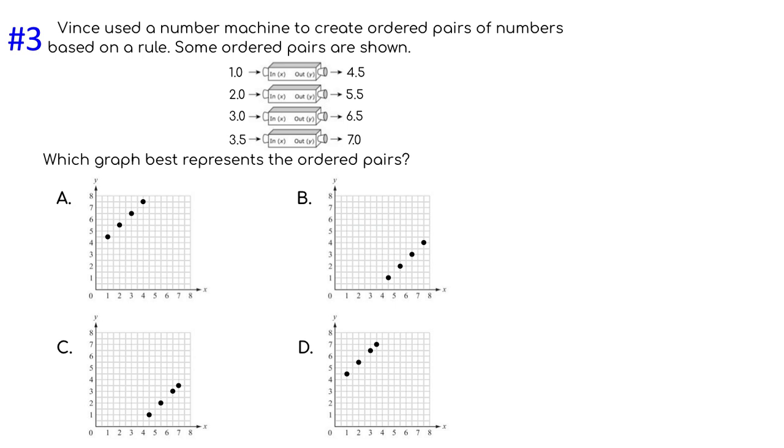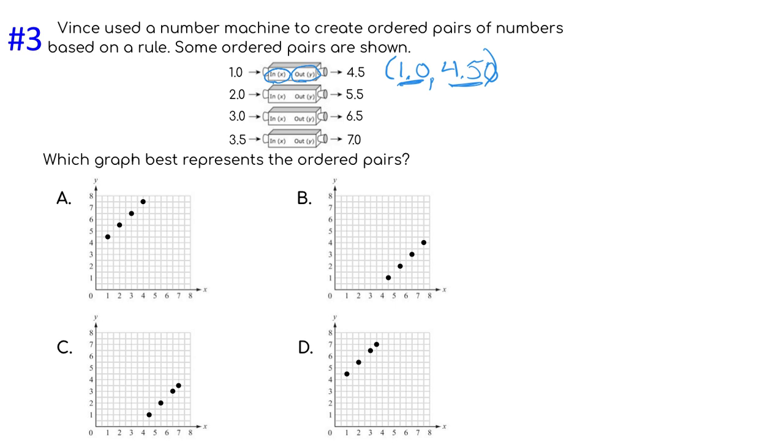So the in is the x-axis, the out is the y-axis. So when it says 1 and 0/10 and 4 and 5/10, it's talking about 1 and 0/10, 4 and 5/10, our ordered pair being just like that. So run, then jump. We're going to run to 1 and then jump to 4.5. And 4.5, think about money, that's $4.50, would be between 4 and 5.